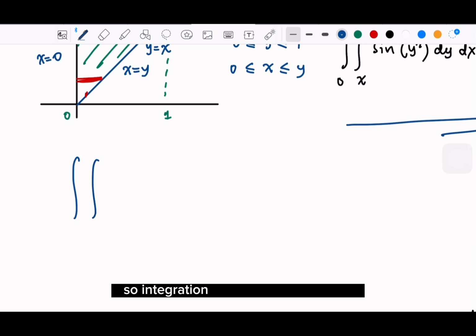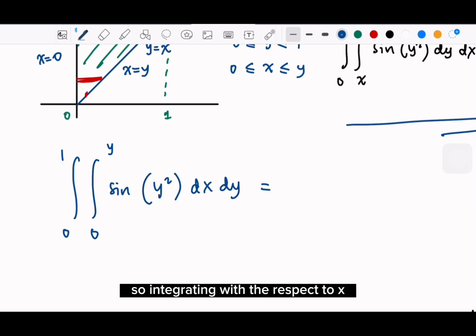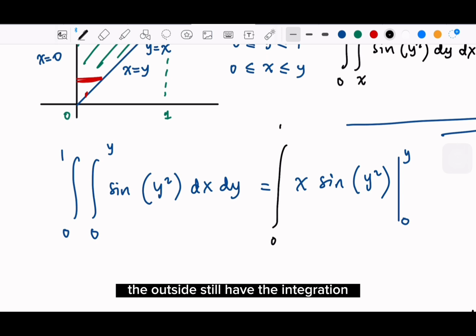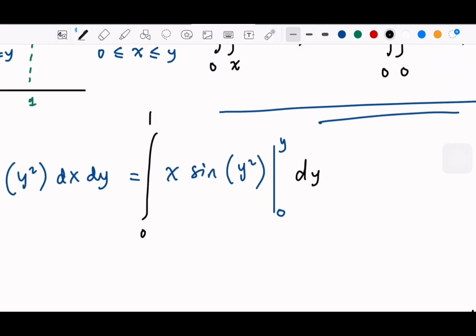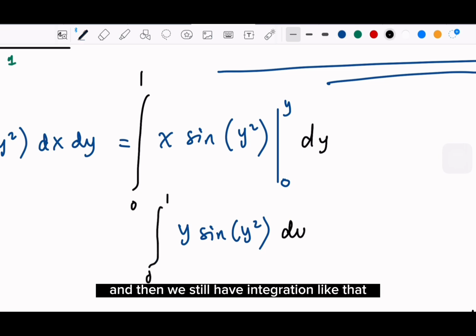So integration 0, 1, 0, y, sine. Integrating with respect to x, we just add x sine y squared, and then put in 0 and y. And don't forget the outside still has the integration. Then this will be y sine y squared, and then we still have the integration like that. This is a normal integration in calculus 1, which you need to master before going through. If you maybe don't remember how to solve this, you can go back and check your notes.